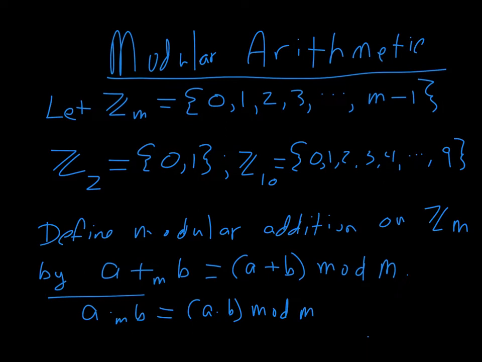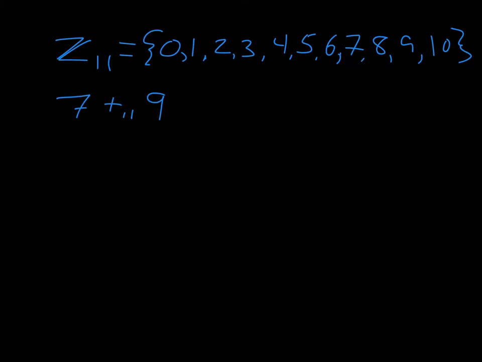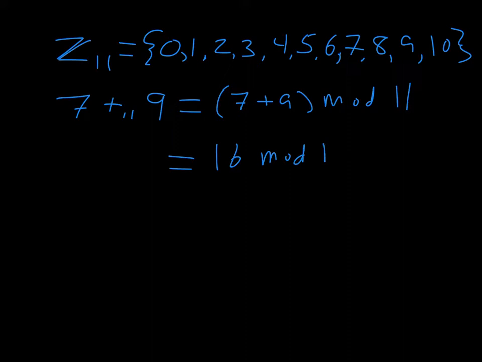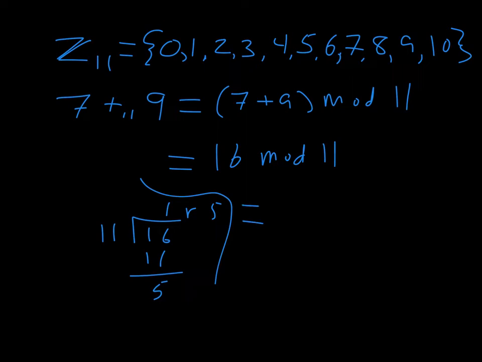So let's see a couple examples of this. Here I've written out all of the elements in Z11. We have 0, 1, 2, 3, 4, 5, 6, 7, 8, 9, and 10. And I want to add 7 as an element of Z11 plus 9 as an element of Z11. Well, by definition, this is just going to be equal to 7 plus 9 mod 11. That's equal to 16 mod 11. And so let's see what 16 mod 11 is. If I divide 11 into 16, it goes one time with a remainder of 5. And so that remainder is the answer. So this is going to be equal to 5 mod 11.